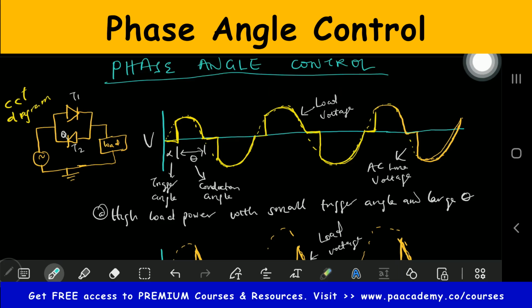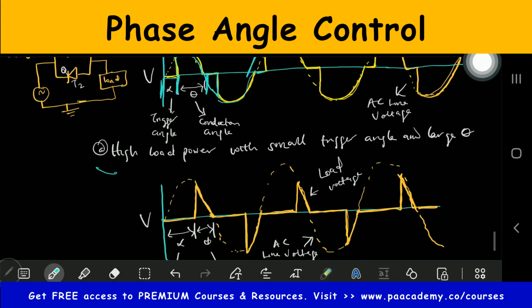Okay, so you can see, for example, for this first one, it says high load power with small trigger angle. From here to here, this portion is the trigger angle, and from here to here is the conduction angle. You can see that it's cutting across here like this. Instead of continuing like this, there's a cut here, and it goes here and continues.